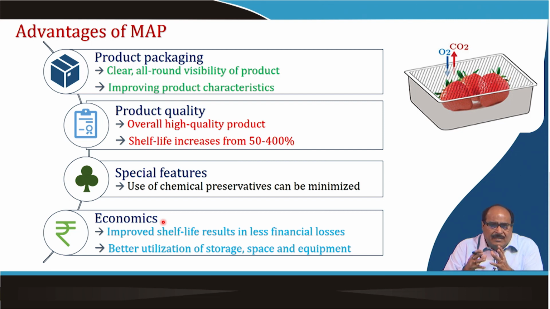Then a special feature, that is, sometimes the use of chemical preservatives, etc., can be minimized by using a modified atmosphere. So, undesirable environmental pollution, etc., can be taken care of by having proper modified atmosphere packaging and other materials. Economics also, it improves shelf life, results in less financial losses. It may increase the availability of the produce and help in stabilization of the prices of the commodity, better utilization of storage space and equipment, etc.